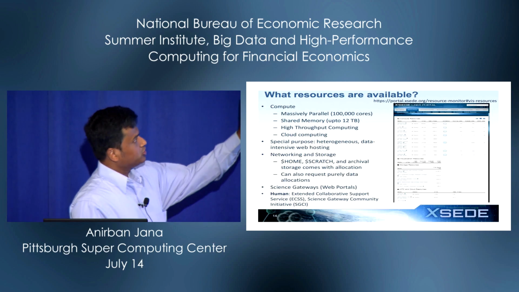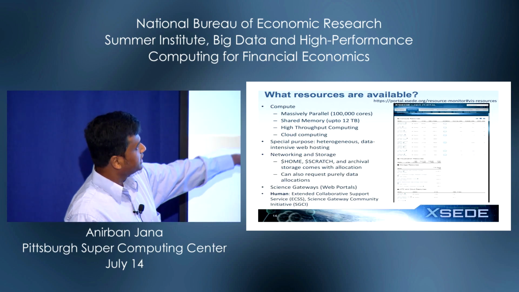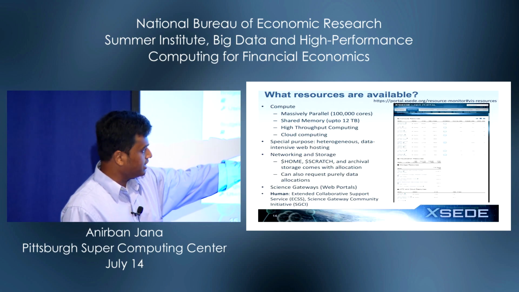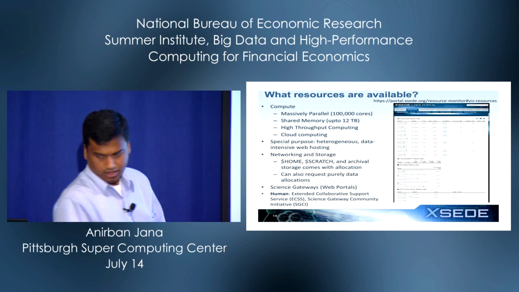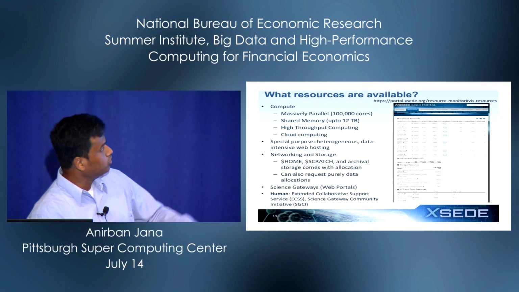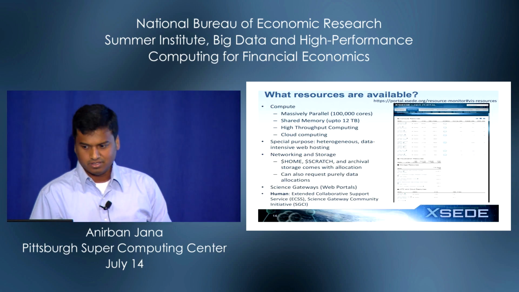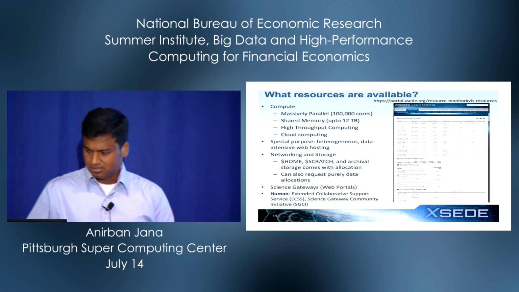Okay, here's a quick snapshot of the different machines that are there. These are the compute resources, storage resources, and high throughput computing, which is OSG, and cloud resources, which is Jetstream at Illinois. You can actually go to that link up there to see that for yourself. And I believe you do not actually have to have an XSEDE account to actually see this.